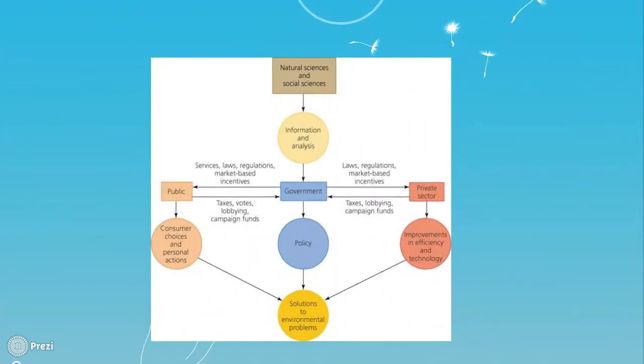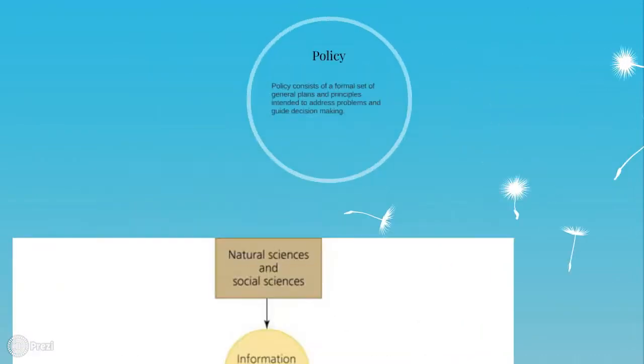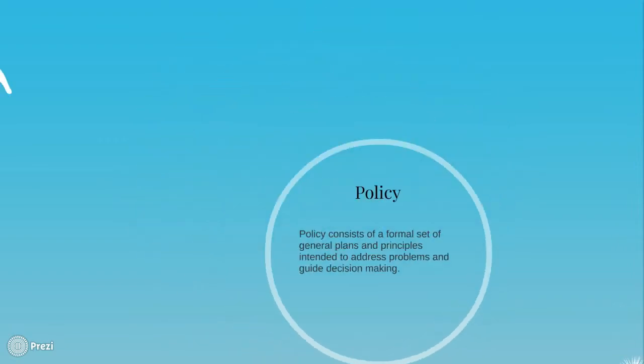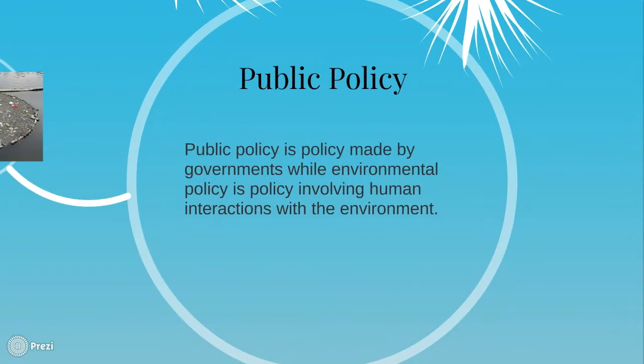What is policy? Policy consists of a formal set of general plans and principles intended to address problems and guide decision-making. Two specific types of policy are public policy and environmental policy. Public policy is policy made by governments, while environmental policy is policy involving human interactions with the environment.